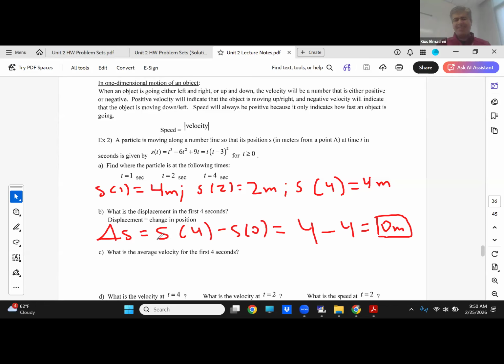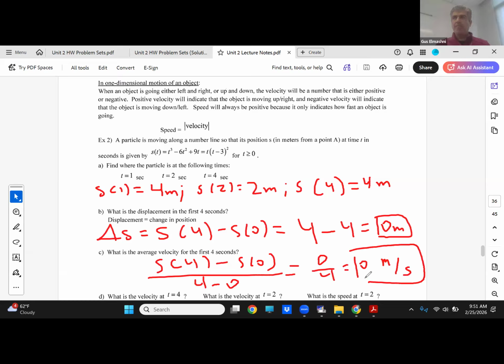Now average velocity, that's easy. That's just S of 4 minus S of 0 over 4 minus 0. And that's super easy. That's just 0 over 4, or 0 meters per second. So on average, the velocity is 0 because you get back to the same place. Clearly, there's been some movement, right?